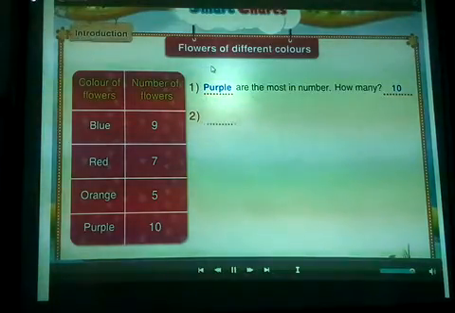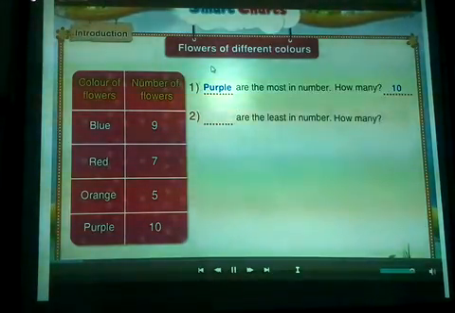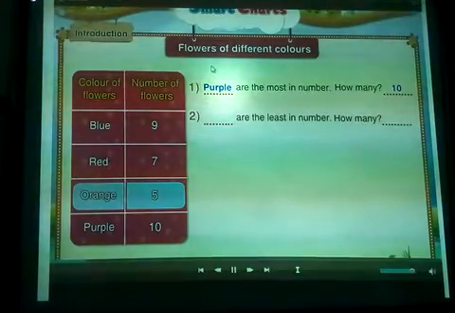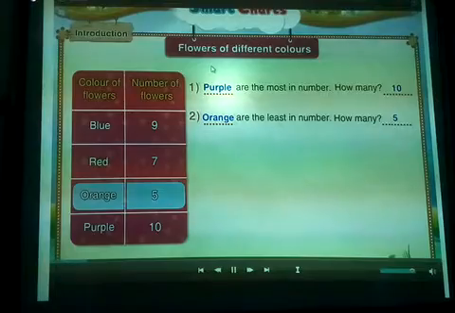2. Dash are the least in number. How many? Dash. Orange colored are the least in number. They are 5 in number. So we write orange colored flowers and 5 in the blank spaces.